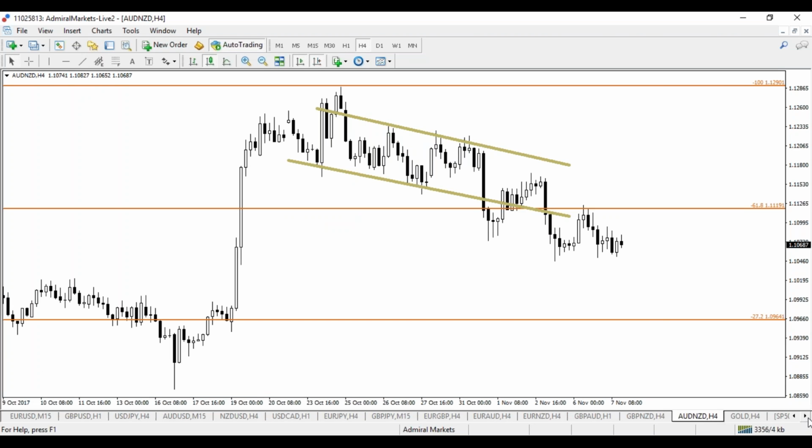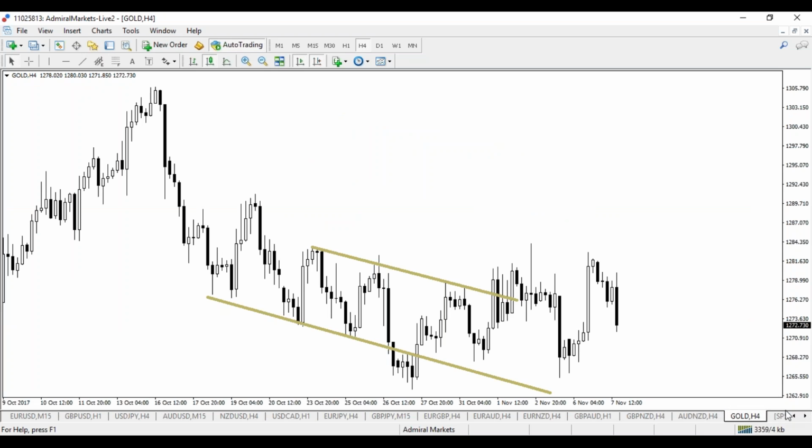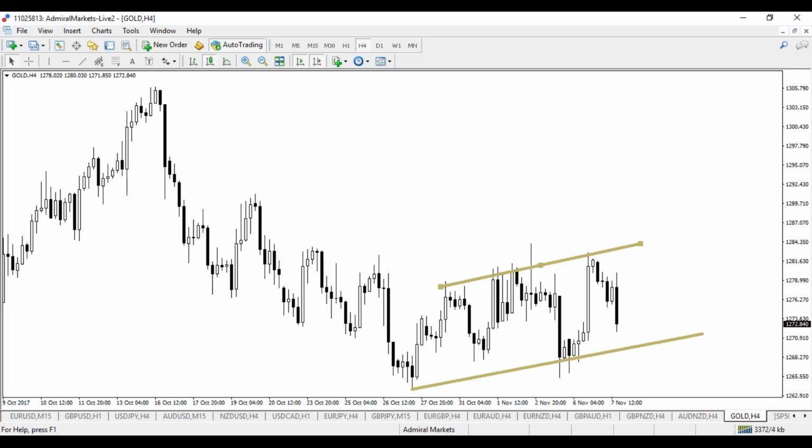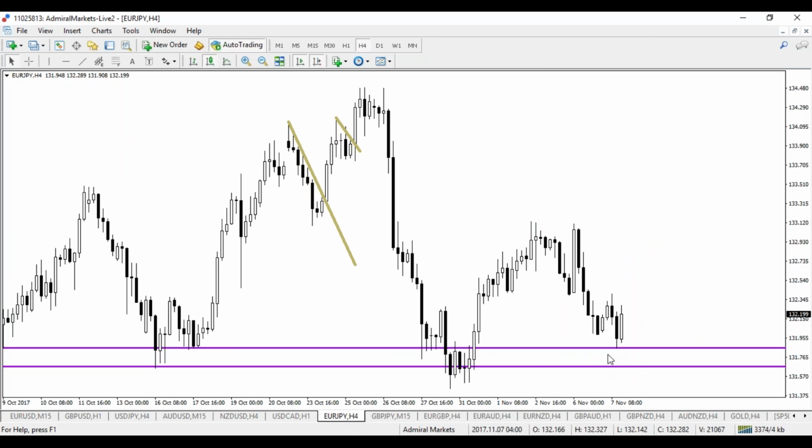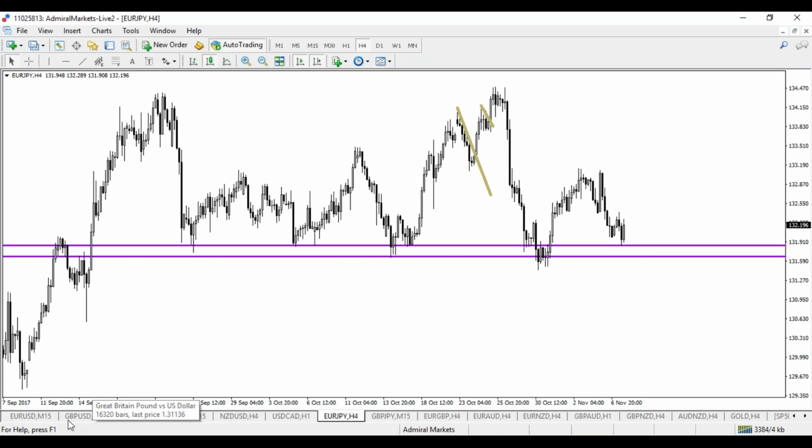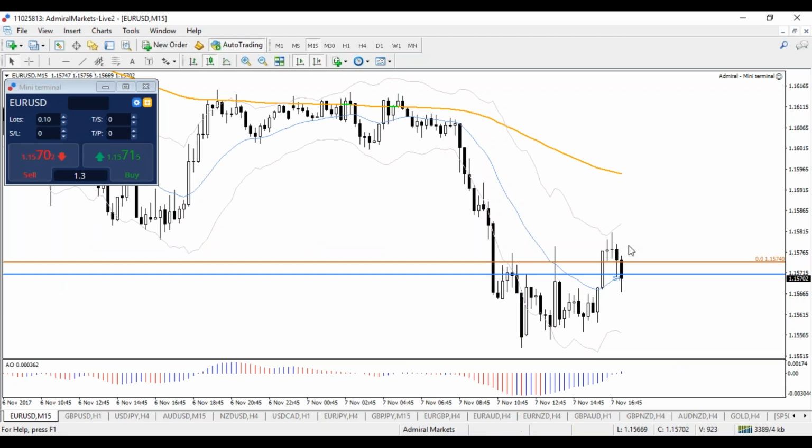Let's take a look at some other pairs. Gold, gold still very, very rangy, taking very long. Euro yen is a good downtrend, but it is still at that support level and is bouncing at that support level. I do think, though, it's remaining bearish because of the fact that euro dollar is bearish, had a bounce at the 50 fib, should continue tomorrow.